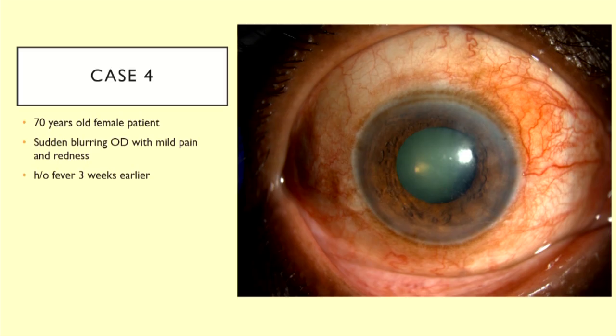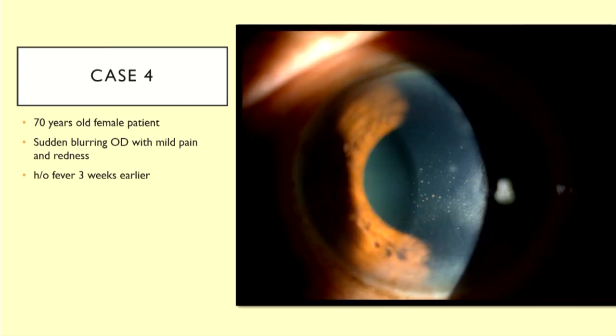Next patient, a 70-year-old female, comes to you with sudden onset blurring of vision in the right eye. She has a history of fever 3 weeks earlier. So again, you see a congested eye, you see KPs and cells, normal fundus. Any thoughts? Anything you would like to ask? Anything you would like to look for?